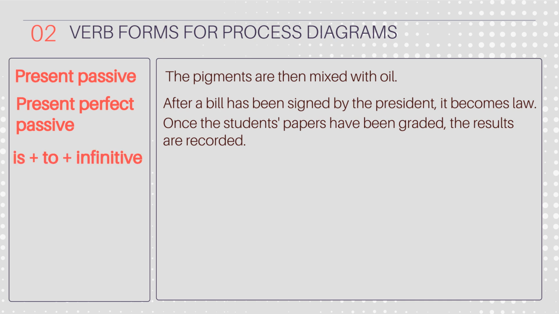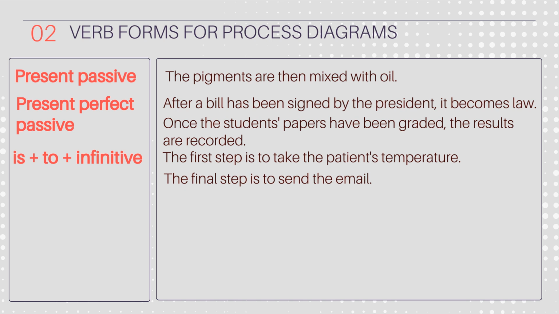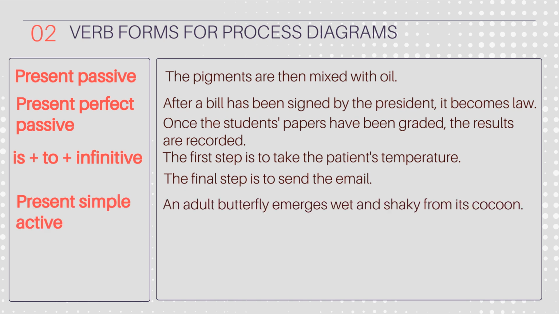Verb form is plus to plus infinitive. Here are the examples. The first step is to take the patient's temperature. The final step is to send the email. Present simple active, an example. An adult butterfly emerges wet and shaky from its cocoon. For biological or other natural processes.